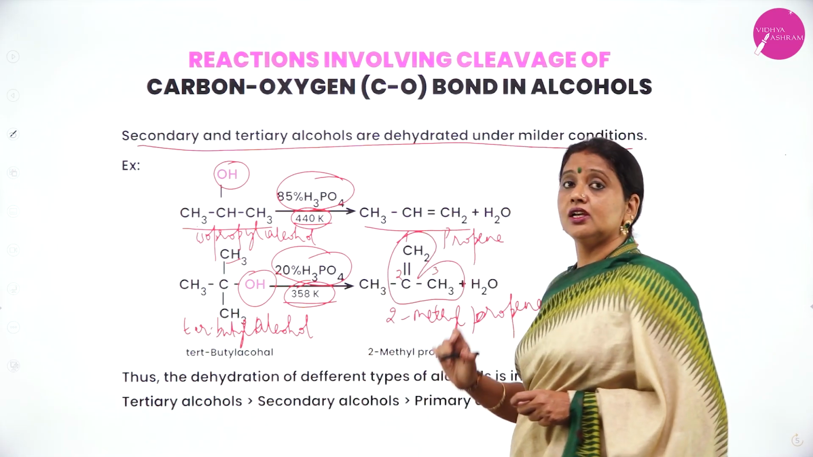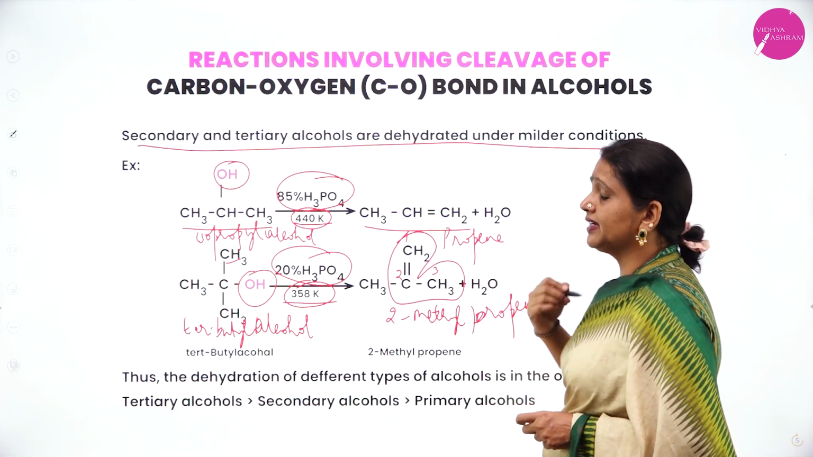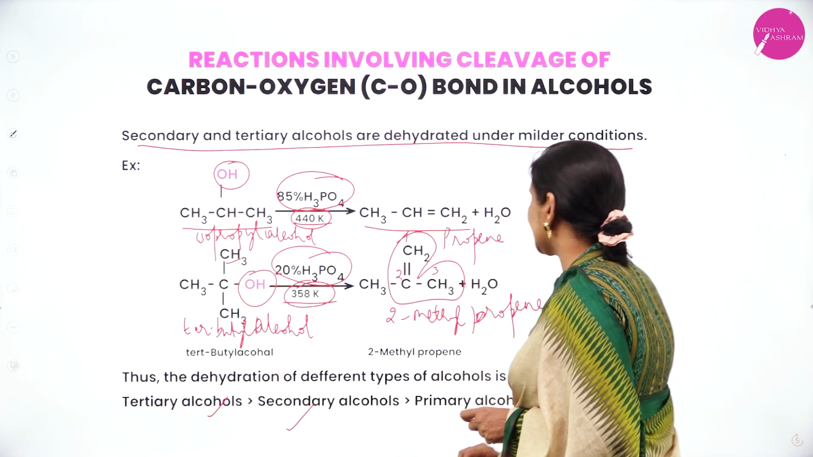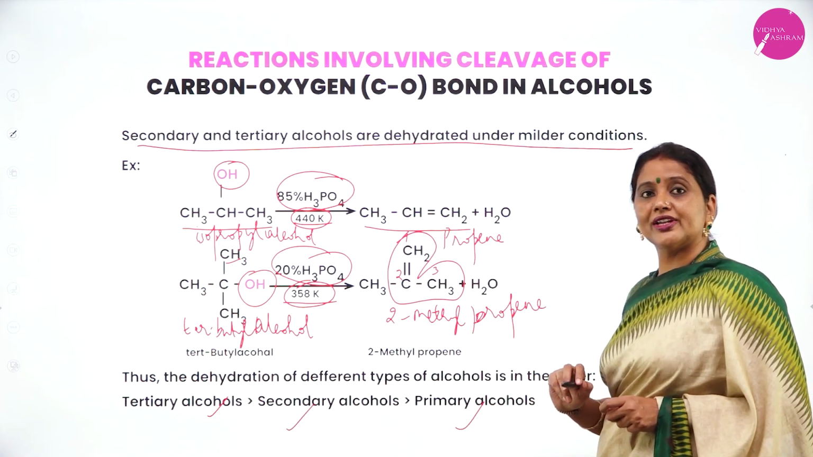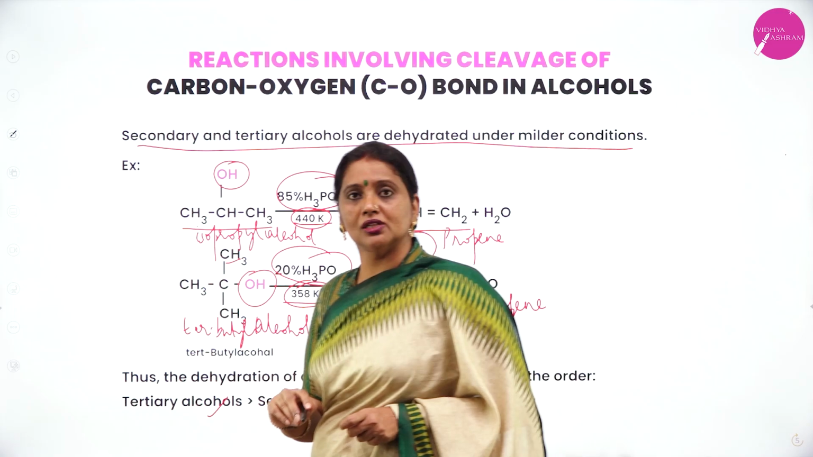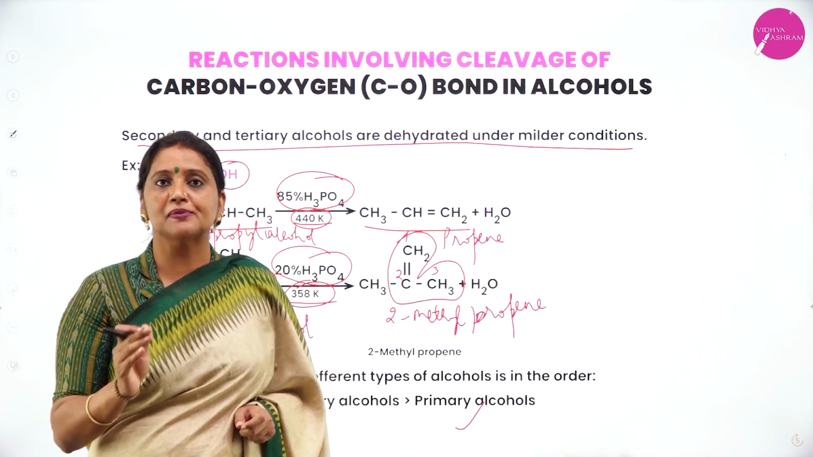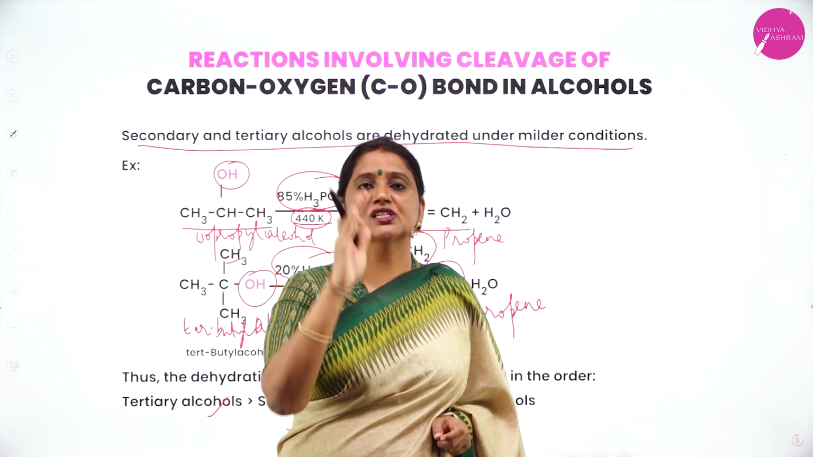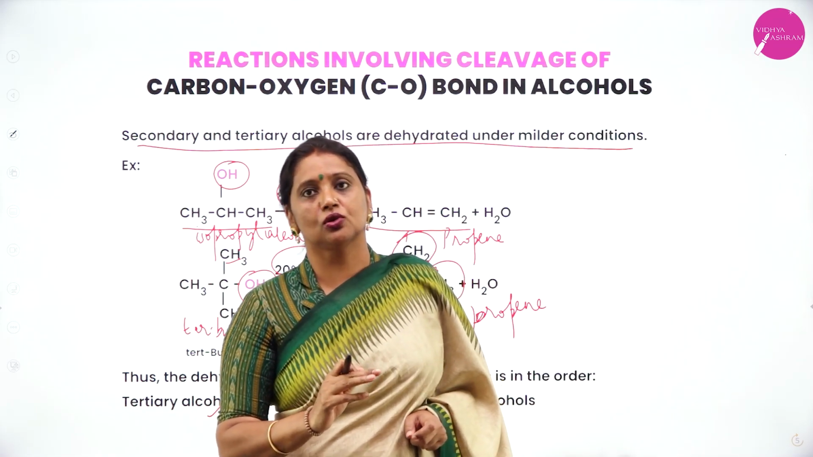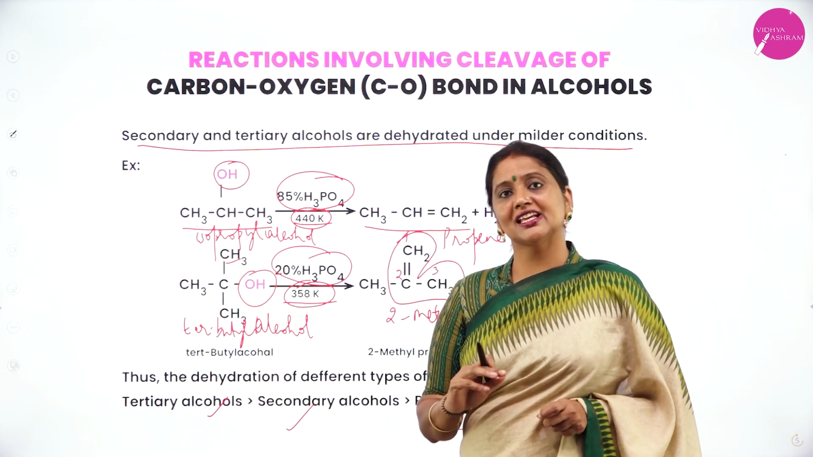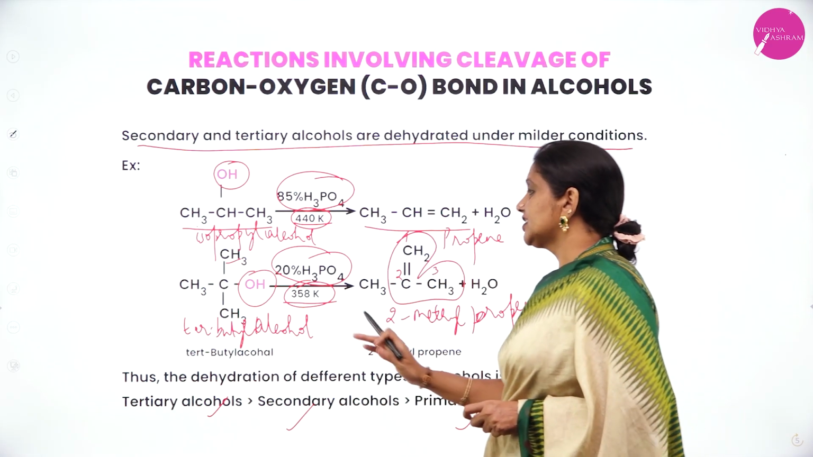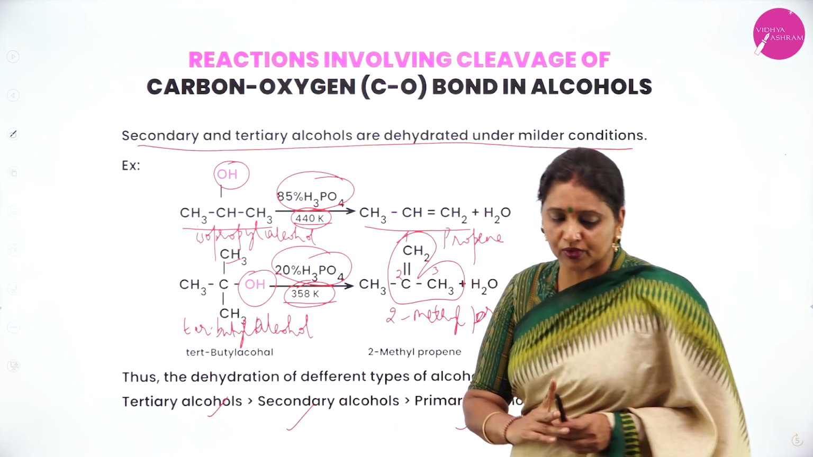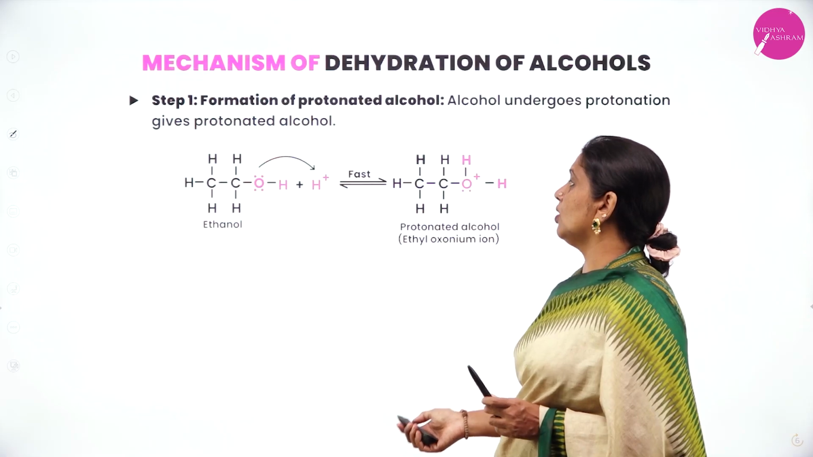This indicates that in the reactivity of alcohols towards dehydration, tertiary alcohols are more reactive than secondary alcohols, which are more reactive than primary alcohols, because for primary alcohol the temperature required is 443 Kelvin, for secondary alcohol it is 440 Kelvin, and for tertiary alcohol it is 358 Kelvin. From this we can say tertiary alcohols are more reactive than secondary alcohols, which are more reactive than primary alcohols.